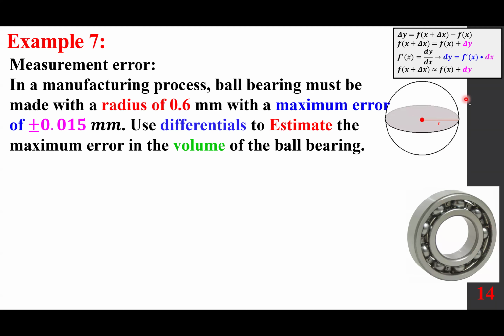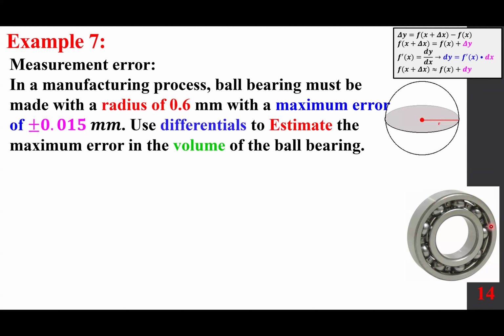And the sphere has the volume of 4/3 pi r cubed. We should know the formula. And the radius is supposed to be 0.6 millimeters. However, when you manufacture, maybe you don't get the exact radius you want. If it's larger by 0.015, that means it's 0.615, it still works. It will work. It will not get stuck. If it goes beyond that, it gets stuck. Okay, it can't go around.